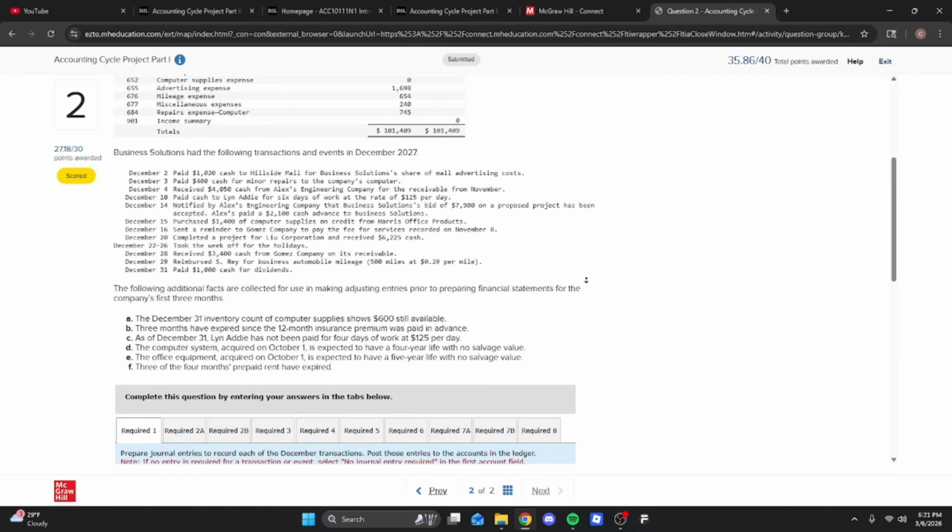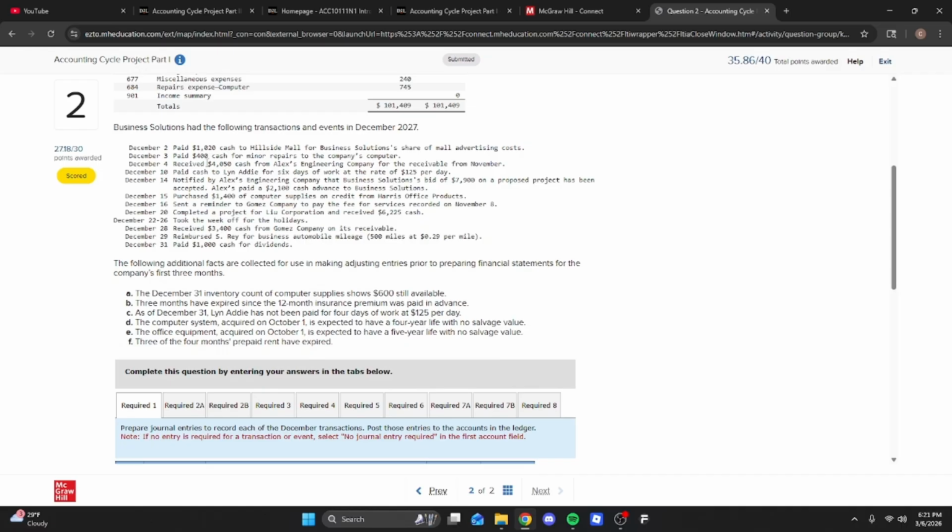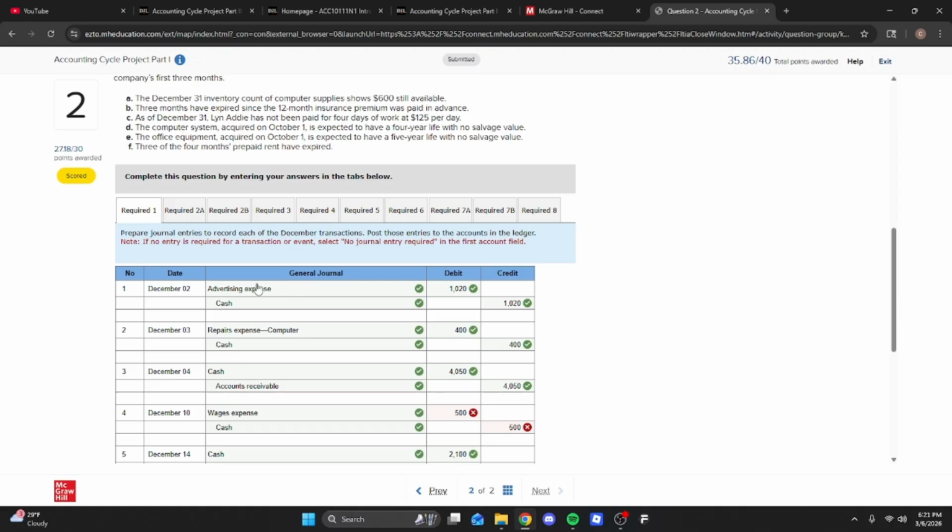For example, our first transaction was on December 7th, or 2nd, my apologies. They paid 10,020 cash to Hillside Mall for Business Solutions' share of mall advertising costs. The key takeaways here is they paid 1,020 in cash, and it's for a share of the mall's advertising costs. So our advertising expense is going to be the same as the cash that we paid the company, which is why we include both. It's like how in the first question, we ended up trading it for stock. It's that same principle here.